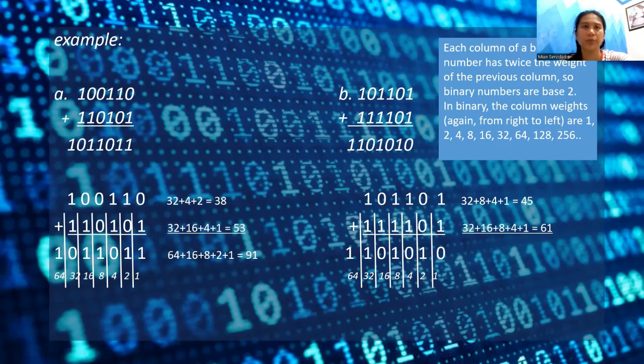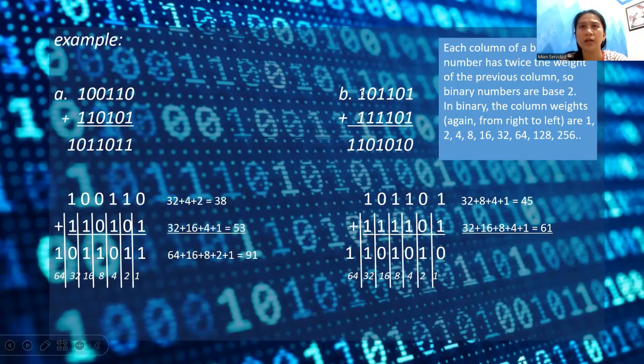So 32 plus 4 plus 2 in this example is equal to 38. Next, 32 plus 16 plus 4 plus 1 equals 51. So 38 plus 51 is equal to 89. If you get it using decimal, convert into decimal numbers.